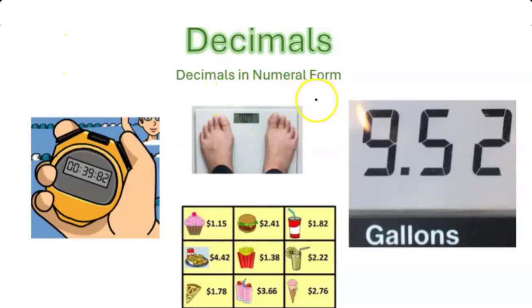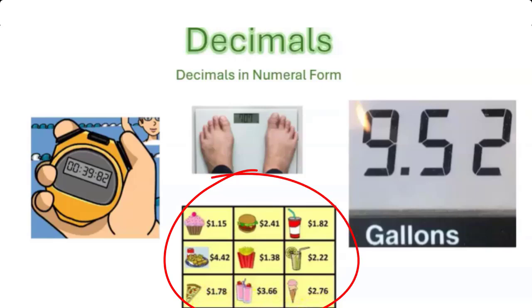Decimals in numeral form. You see decimals in everyday life all around you. You've probably seen a stopwatch where it has decimals. Or when you get on the scales, most scales now show a decimal or a part of a pound. When you go to the grocery store, when you go to eat out anywhere, when you're looking at prices, or anytime you're dealing with money, you're dealing with decimals.